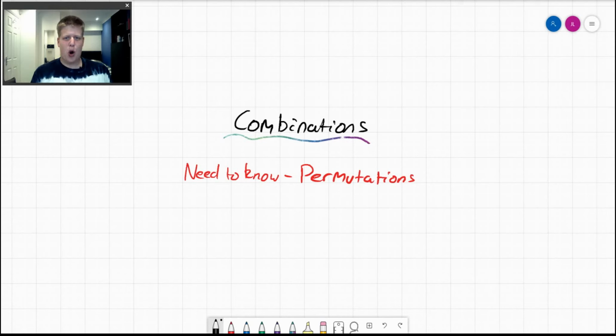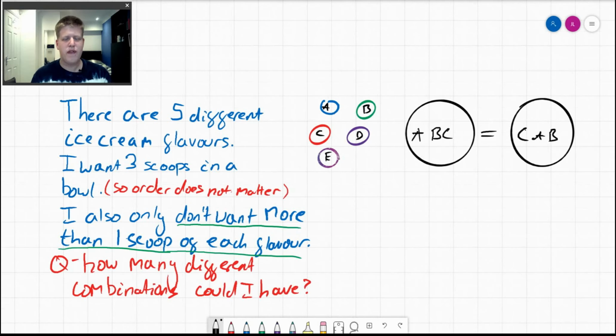Let's have a look at combinations. Before you start this, make sure that you know what permutations are and how you can use them to count. Okay, I have 5 different ice cream flavours, and I want to put 3 scoops of them into a bowl.